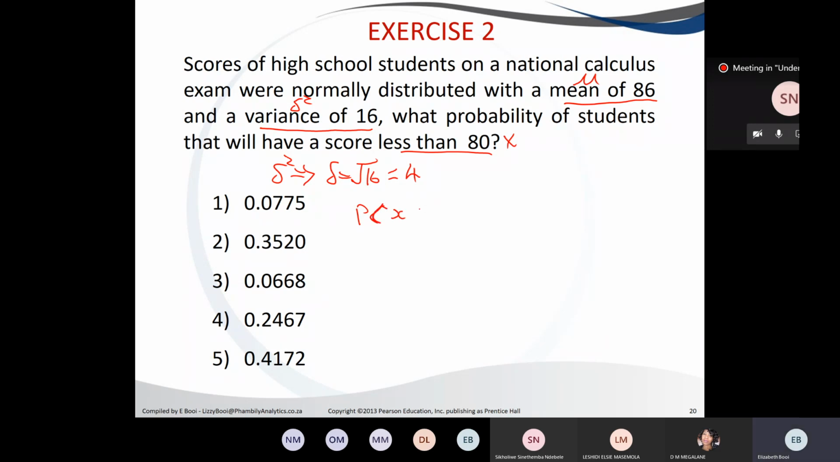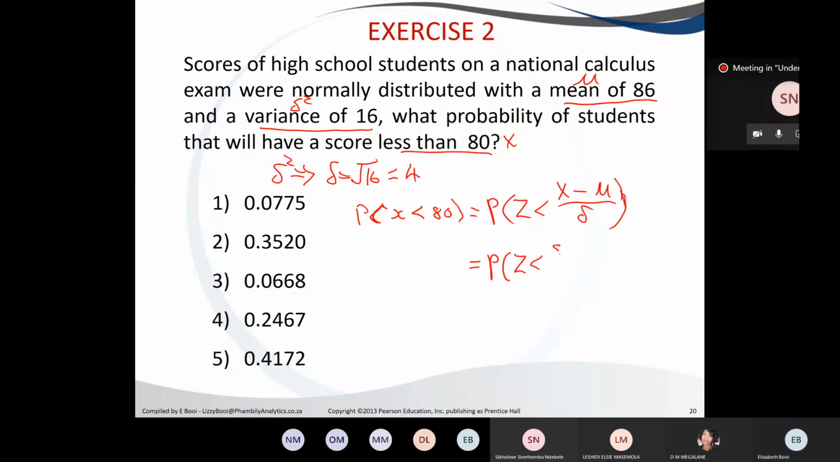of x less than 80, we can find it by using the z value of less than our x minus the mean divided by the standard deviation. Therefore, the probability of z less than 80, which is our x, minus the mean of 86. We've done this before, so I'm not going to explain more on this. I'm just going to go to the answer.